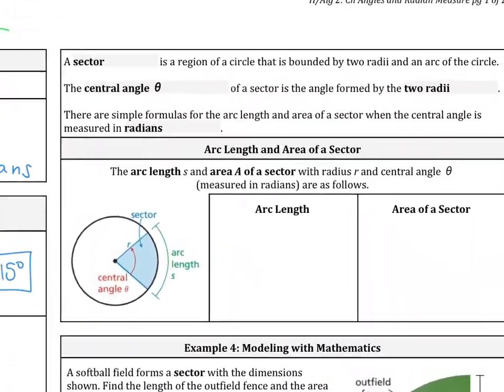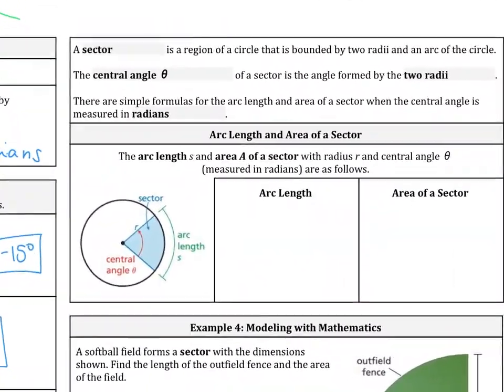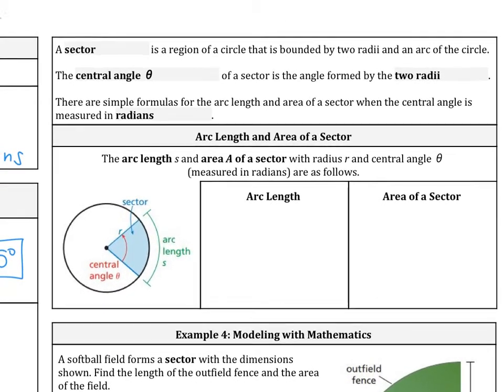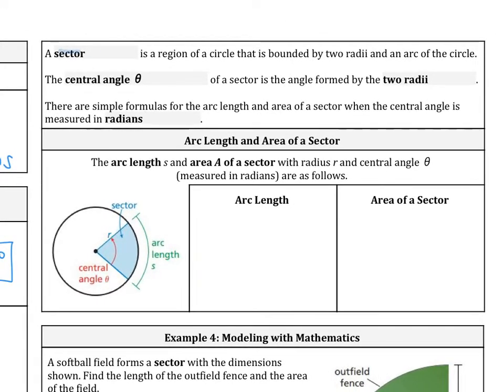So let's do sectors. A sector is a region of a circle that is bound by 2 radii and an arc of a circle. Okay, so you have your radii here, and then the arc of the circle. The central angle theta of a sector is the angle formed by the 2 radii. So this is the central angle theta.